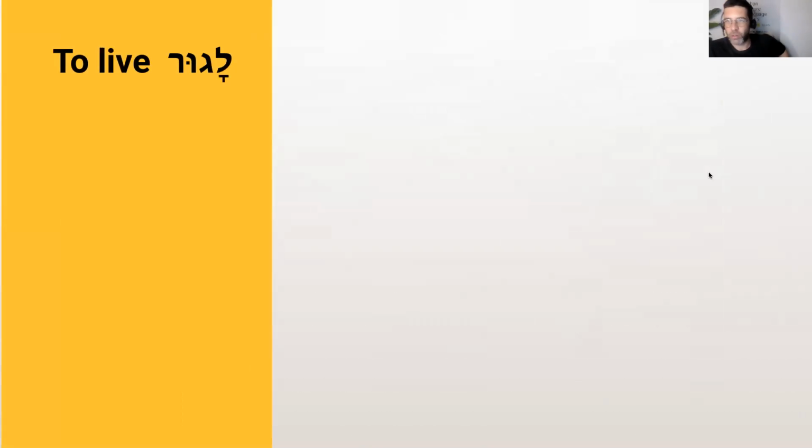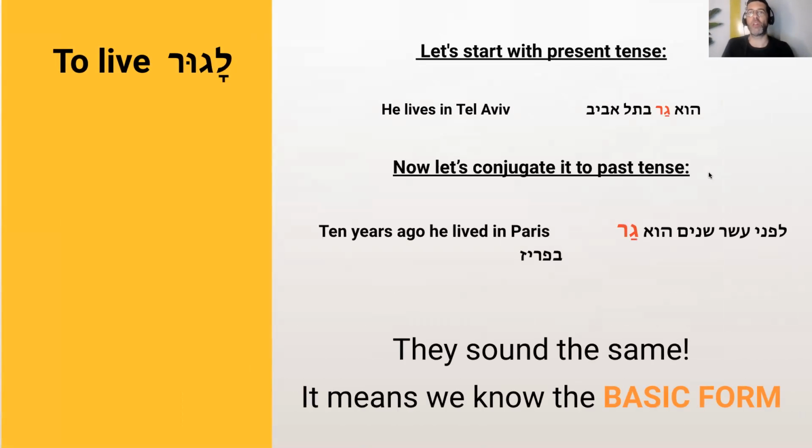Let's talk about another group of verbs. For example, the verb לגור, or in English, to live. Let's start with present tense. He lives in Tel Aviv would be in Hebrew, הוא גר בתל אביב.